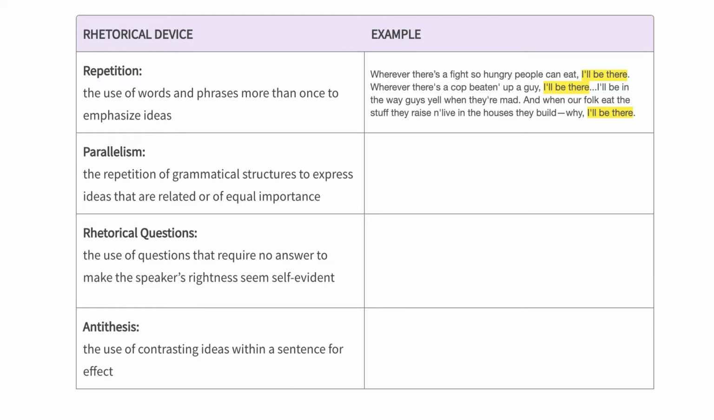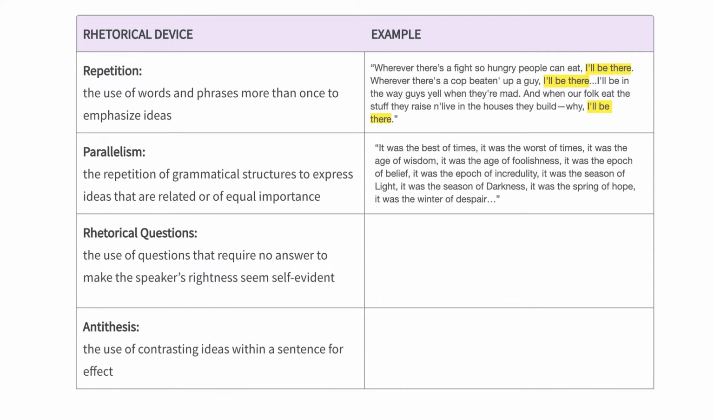Authors will sometimes use repetition, which is the use of words and phrases over and over in order to emphasize an idea. The important concept with repetition is that you are truly emphasizing an idea. You don't want to repeat words just for the sake of repeating them. If you notice repetition, look for what is being repeated and then ask yourself, what is it that these repeated words are telling me? What is it that the author wants me to truly understand?